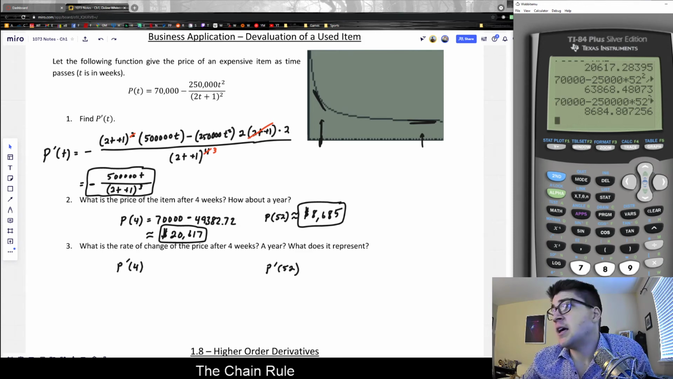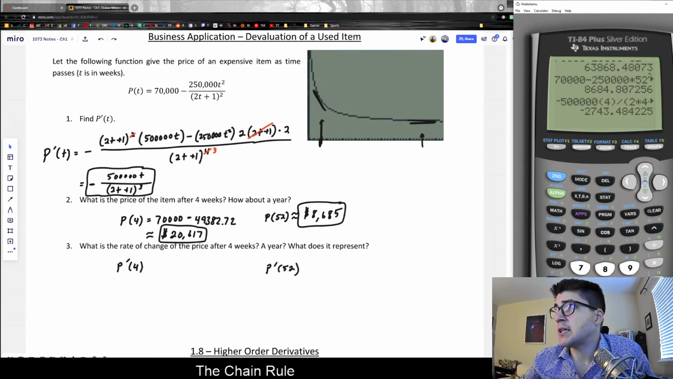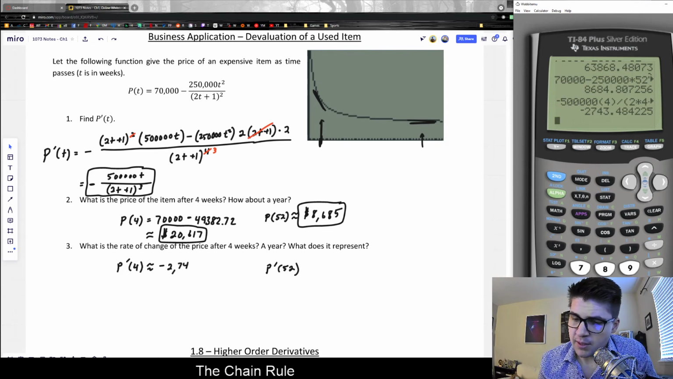So P prime of 4, I would need to plug 4 into my derivative instead. So I'd have negative 500,000 times t divided by 2 times 4 plus 1 to the 3rd power. And this would give me my derivative at 4. And that comes out to be approximately negative $2,743.